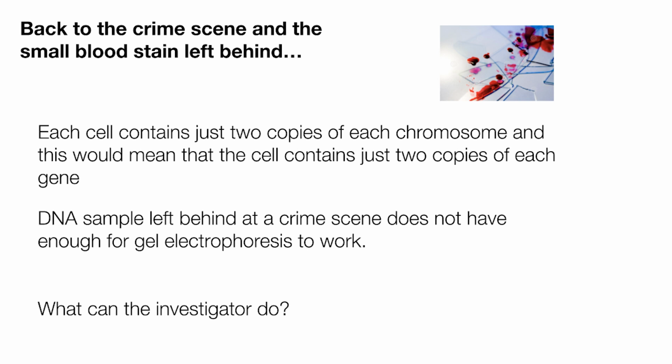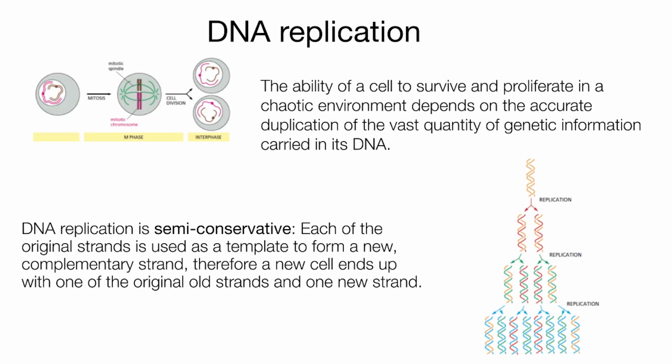So back to the crime scene. We have our DNA, like I said, but oftentimes there's just not enough DNA to run on a gel and see anything, even with the methods that we have. So we need to make more. We need to make more DNA in a controlled way. So how do we do that?